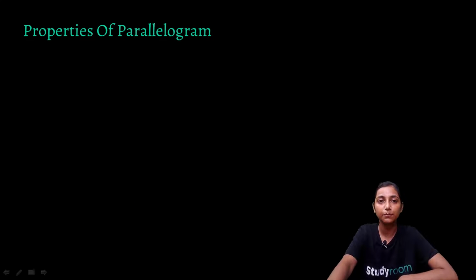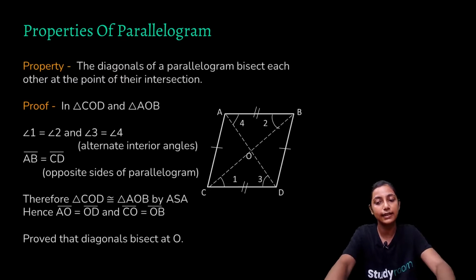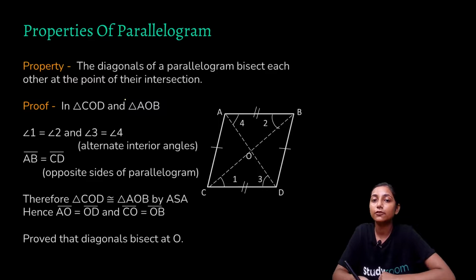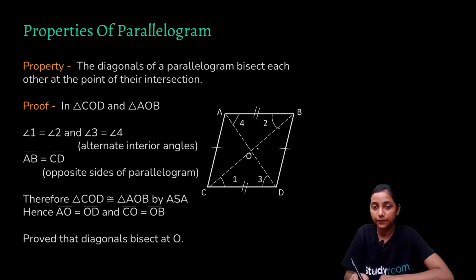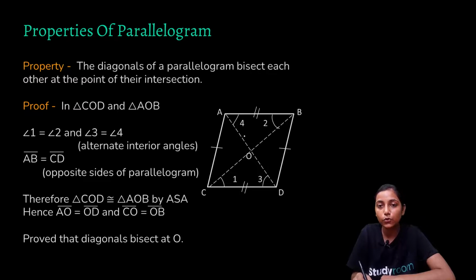We just need to use the properties. We have one more property, and that property states that the diagonals of a parallelogram bisect each other at the point of their intersection, right? So we know that AD here and BC here are the diagonals of this parallelogram ABCD. These two are going to bisect each other at the point O, their point of intersection.